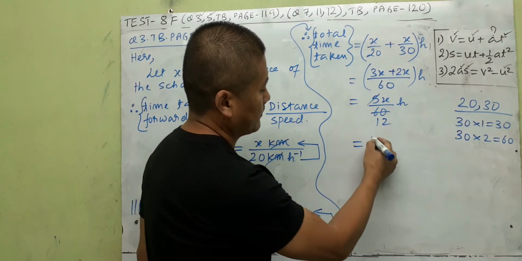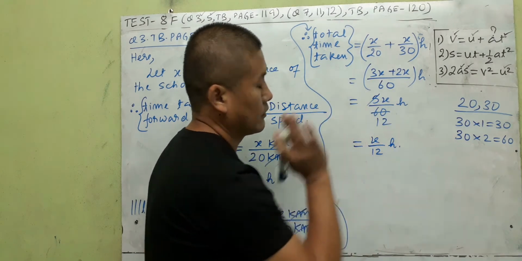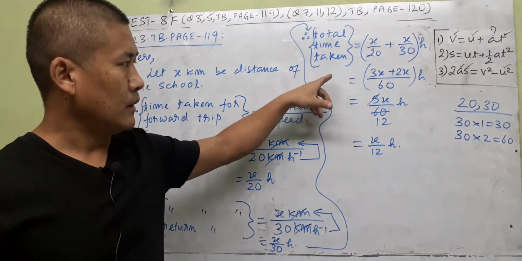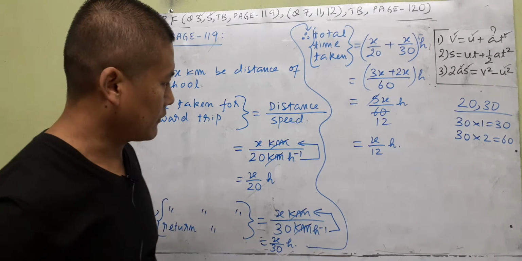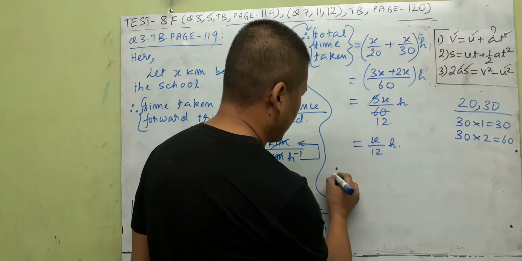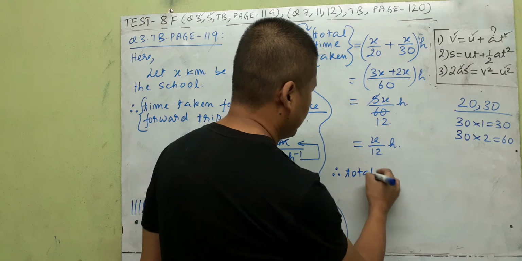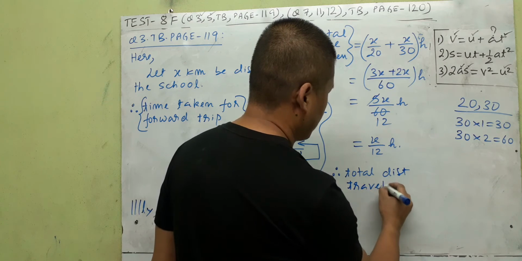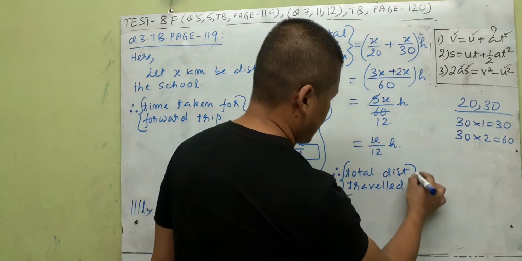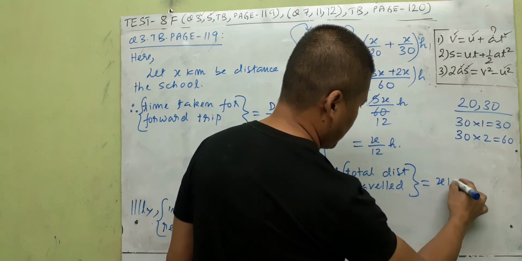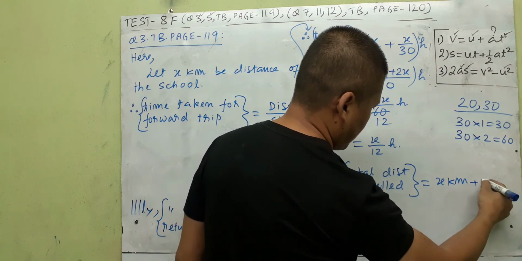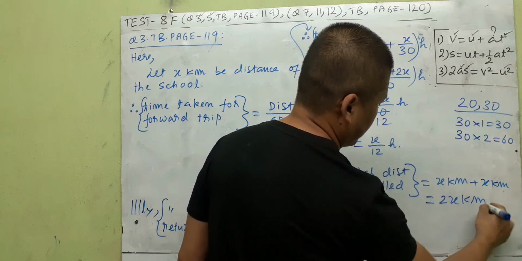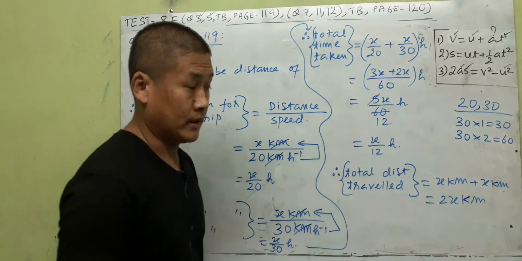So this will be x divided by 12 hour is the total time taken. They're asking us to find average speed. So we need total distance also. Therefore, total distance traveled or covered, whatever you like to put. Total distance traveled will be from home to school x kilometer, back from school to home another x kilometer. So that is the total distance, which is 2x kilometer, because x plus x is 2x.